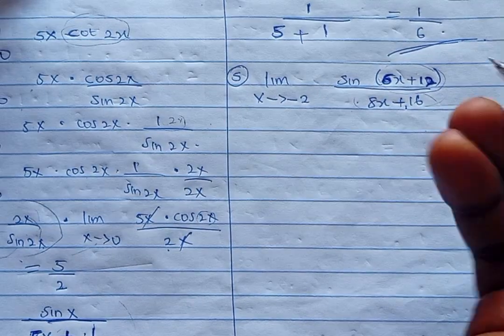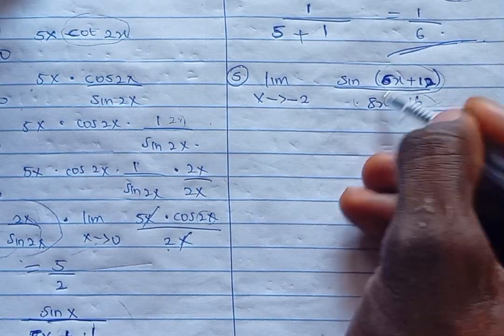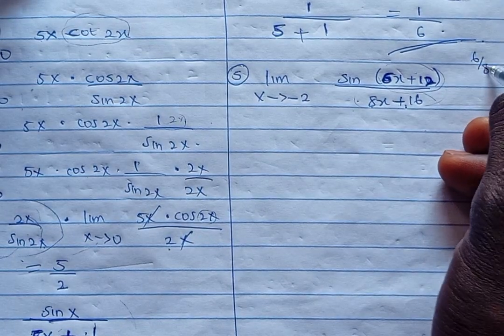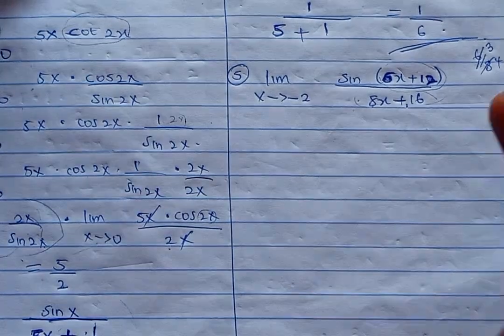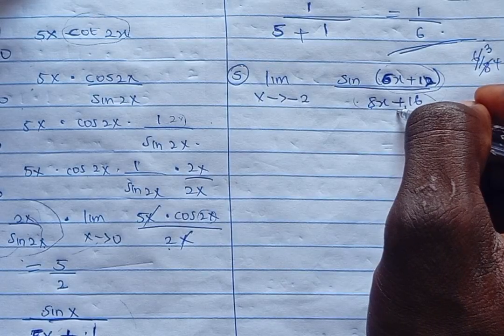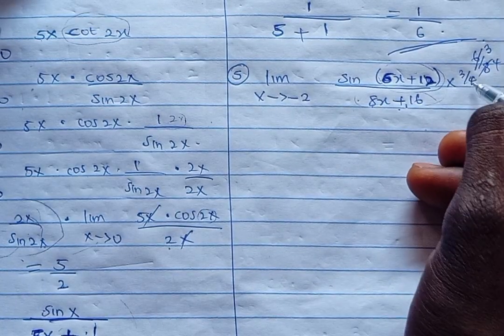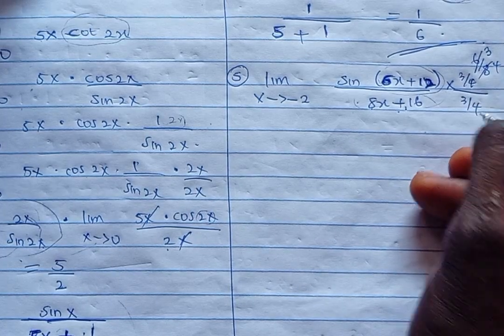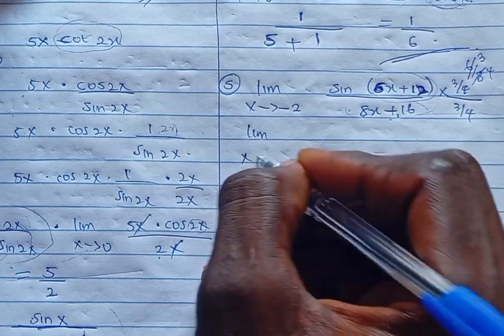Do you understand? So for you not to waste much of your time, the coefficient of this one and this one, which is 6 divided by 8, so you can cut it by saying 3 over 4. So it means that you have to multiply both the numerator and the denominator by 3 over 4. Do you understand? So multiply by 3 over 4 divided by 3 over 4. Do you understand?